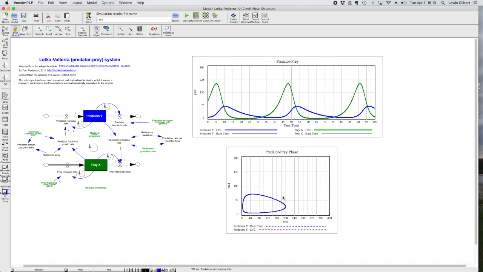Did I complain about the colors yet? I don't have control over the colors, so keeping track of what's going on can be a little bit difficult.